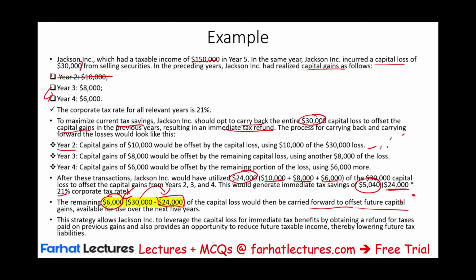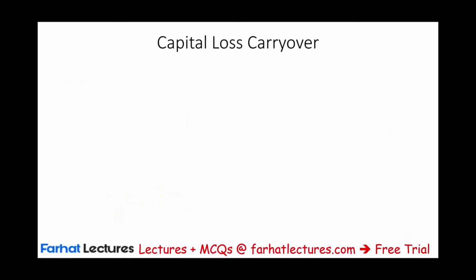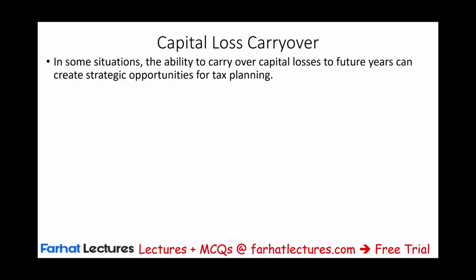So this strategy allowed what? Jackson to leverage their capital loss to get an immediate tax benefit. What's the tax benefit? A refund: going back to the prior years, amending the return, and lowering your taxes. And what's left is going to help us lower future tax liabilities, specifically when it comes to capital gains. So make a note of the $6,000 that we have not used yet. The ability to carry over this 6,000 capital loss to future years can create a strategic opportunity for tax planning, and this is what we care about here.